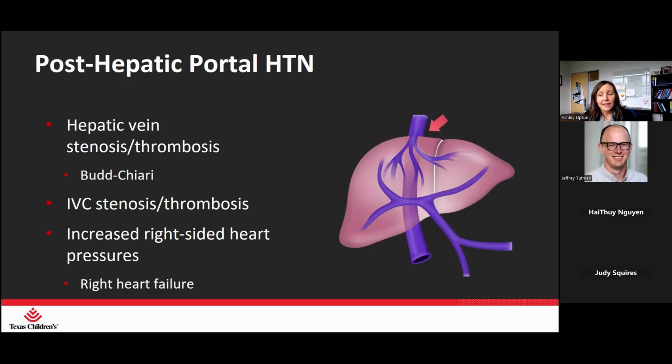Now, the third and last form of portal hypertension is post-hepatic portal hypertension. This type of portal hypertension happens when the liver has difficulty with outflow and becomes congested and it can't drain well. Some findings that we can see with ultrasound are hepatic vein stenosis or even thrombosis, which is called Budd-Chiari syndrome. The IVC can become stenosed or thrombosed, not allowing the hepatic veins to drain well and making the liver become congested. And another cause of post-hepatic portal hypertension is increased right-sided heart pressures, like patients in heart failure.